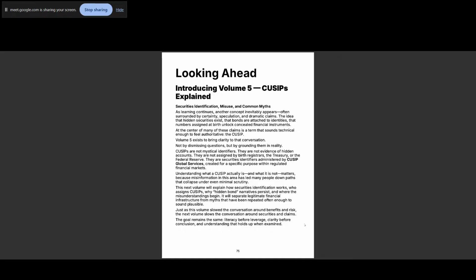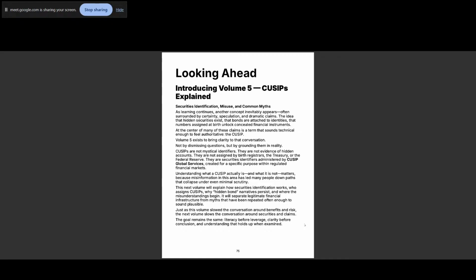QSIPs are not mystical identifiers. They are not evidence of hidden accounts. They are not assigned by birth registrars, the Treasury, or the Federal Reserve. They are securities identifiers administered by CUSIP Global Services, created for a specific purpose within regulated financial markets. Understanding what a CUSIP actually is and what it is not matters, because misinformation in this area has led many people down paths that collapse under even minimal scrutiny.